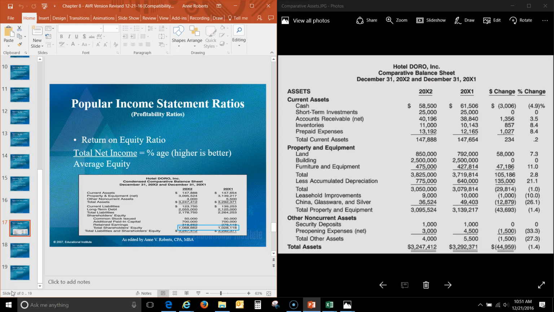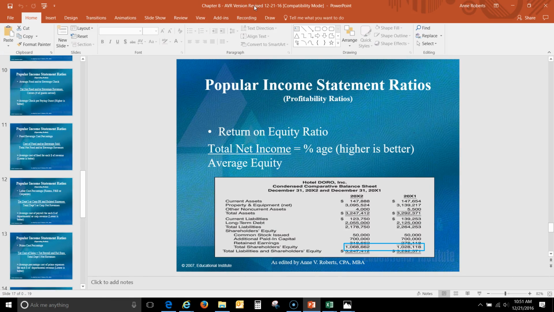All right, so the next one is the return on equity ratio, okay? Now, think about what's happening here. One, we're taking total net income. That's going to come from the bottom of the income statement, okay? And then we're going to do an average equity. Now, remember, average equity, that's a beginning plus ending divided by 2, just like the inventory turnover ratio. So we're simply going to take the 1,068,662 plus the 1,028,118. Add those together, divide by 2 for average equity.